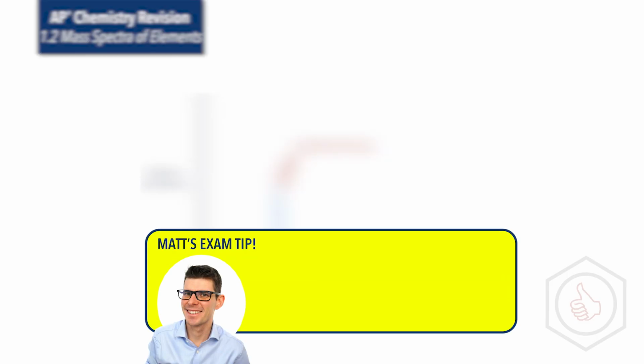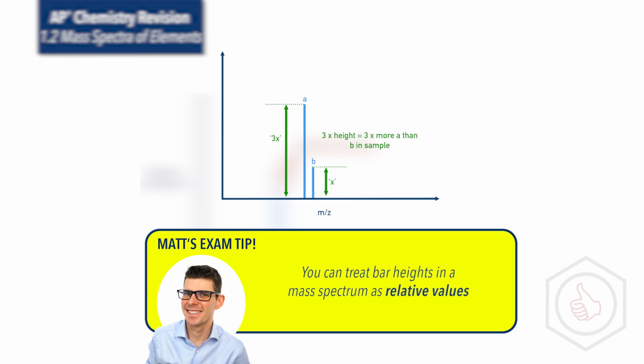Exam tip here, if you are given a mass spectrum with just bars and no percentages, you can treat the bar heights as relative values. Add the total height of all the bars, then calculate each bar's percentage as a fraction of the total.